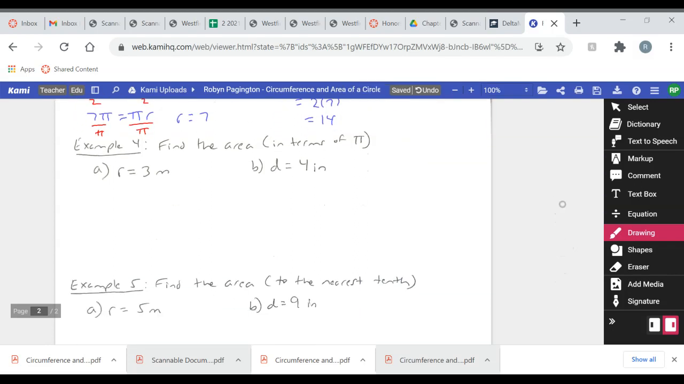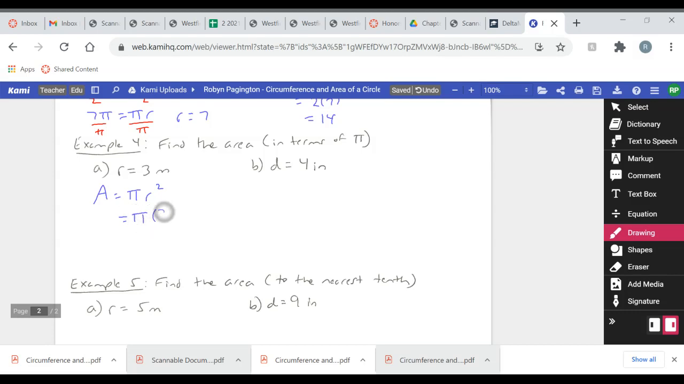Okay. From there, on example 4, it says find the area in terms of pi. So in this case, we have pi r squared as our formula. And we're substituting our 3 in. Make sure you're squaring the 3, not just multiplying by 2. So 3 squared is 3 times 3, which is 9 pi. We're leaving the answer in terms of pi. We do want to include a unit, and that's going to be meters squared.